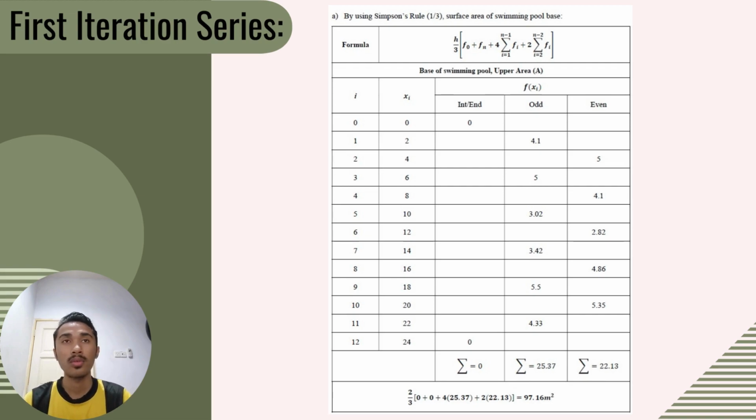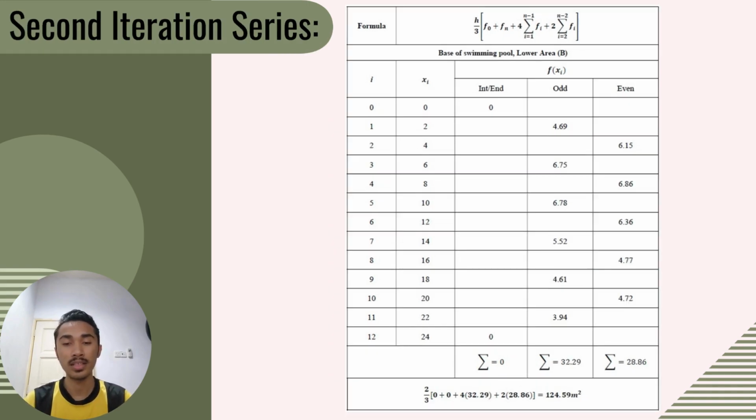For the upper part, we go through 12 calculation steps of the iteration series, and we obtain that the upper part of the surface area is equal to 97.16 meters squared. And for the second iteration series, we calculate the second part, or lower part, of the swimming pool base, which we obtain as 124.94 meters squared. By totaling up the lower part and upper part, we get the total surface area of the swimming pool base.